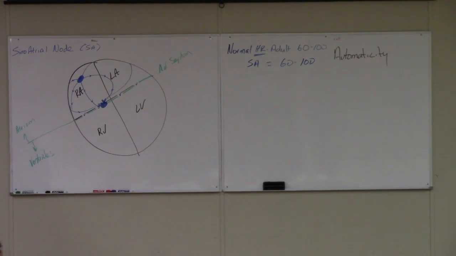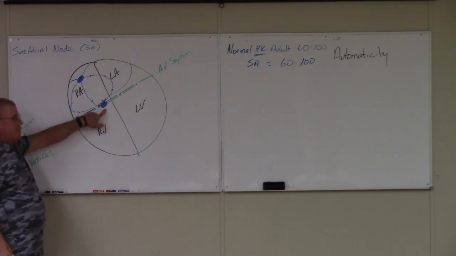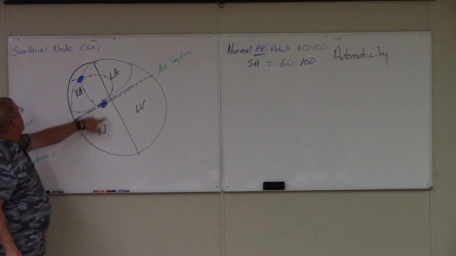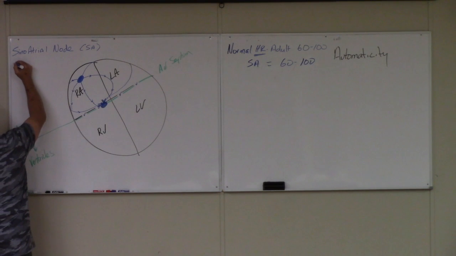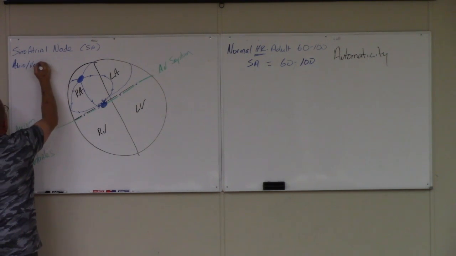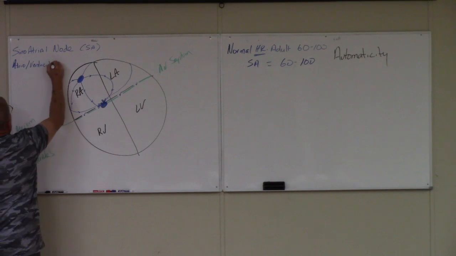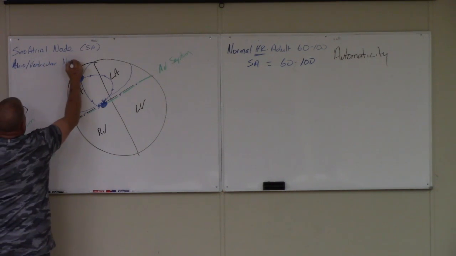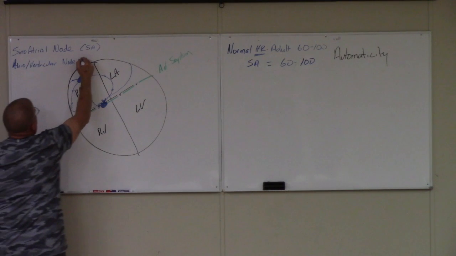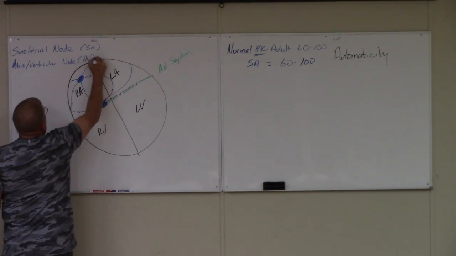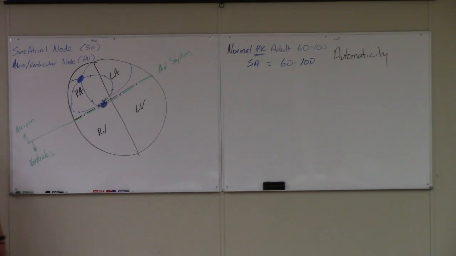Okay? And the reason they do that is because this specialized set of cells right here is called the atrioventricular node, otherwise known as the AV node. Okay? That's right on the septum, yes.